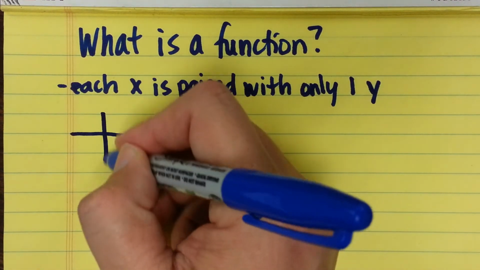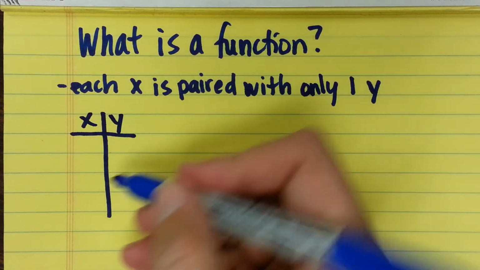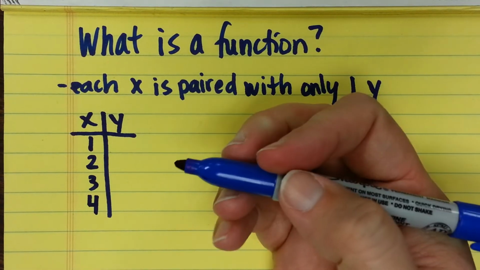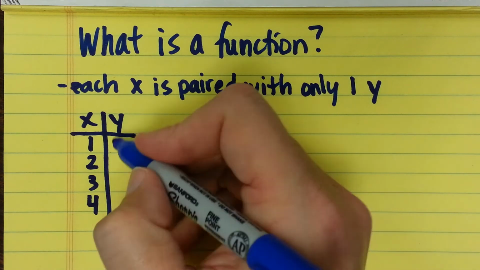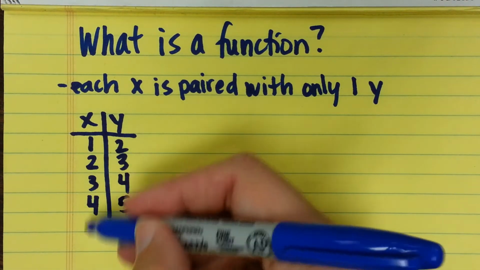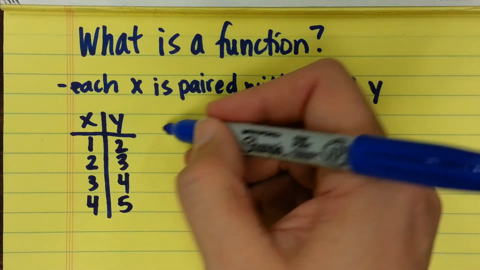So if I was looking in a table, if I had all different x's, then I knew it was going to be a function. It didn't matter what the numbers were over here, because all of the x values are paired with only one y value.